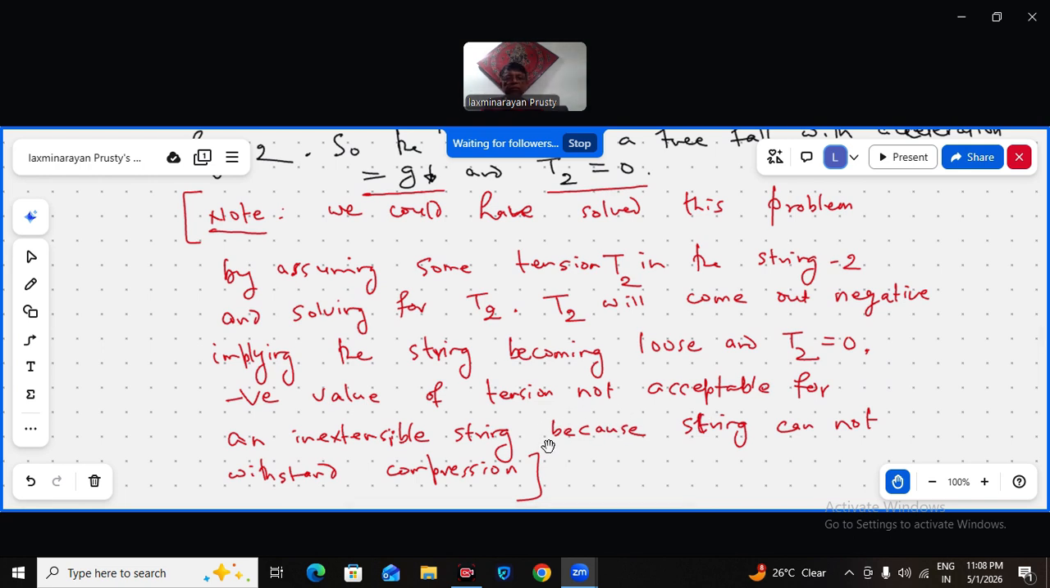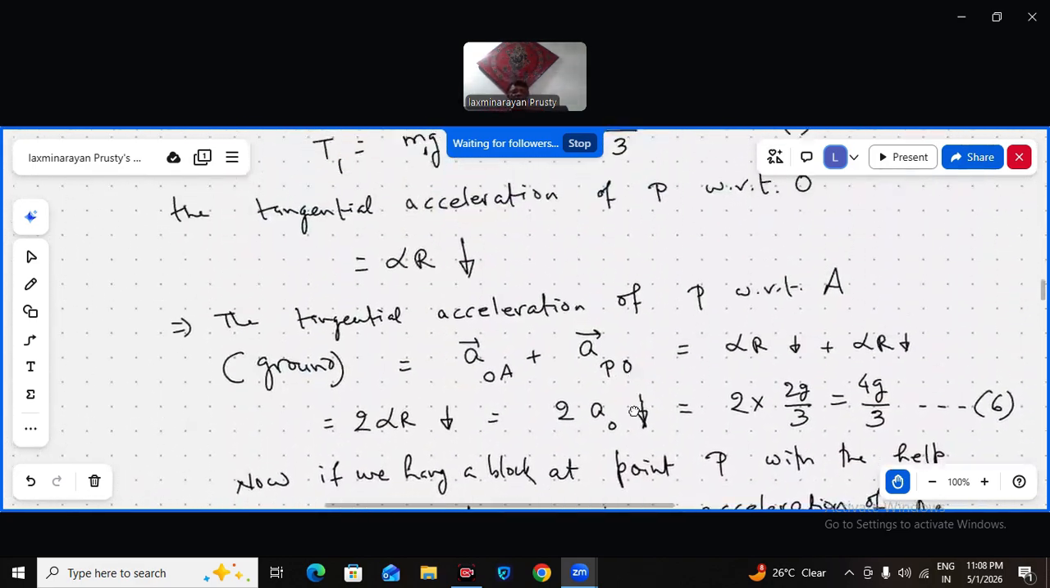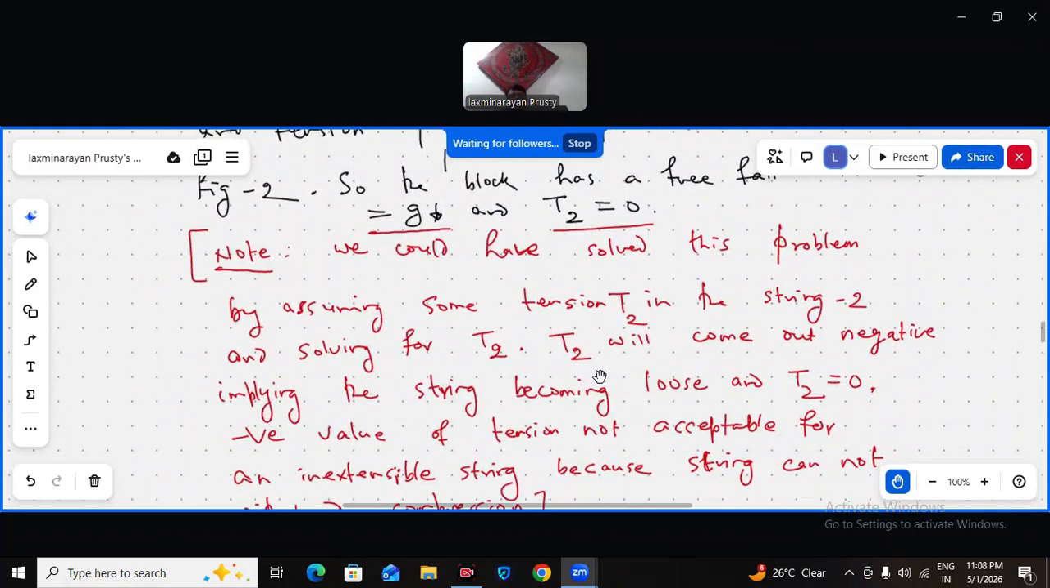Why? Actually for an inextensible string, because a string cannot withstand compression. Once you try to compress it, it becomes loose. It cannot withstand the compression. Yes or no? So it's a very simple way of solving this. Otherwise, if you take the T2, here what I wrote, it could have solved this. This will be quite long. These types of questions are quite common in examinations, and this consumes a lot of your time. So now you see that you can simply ignore the block and the string.